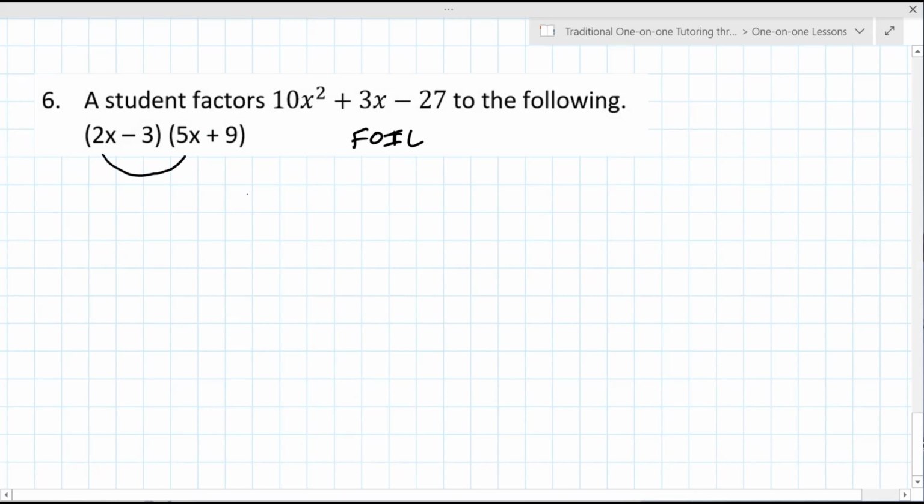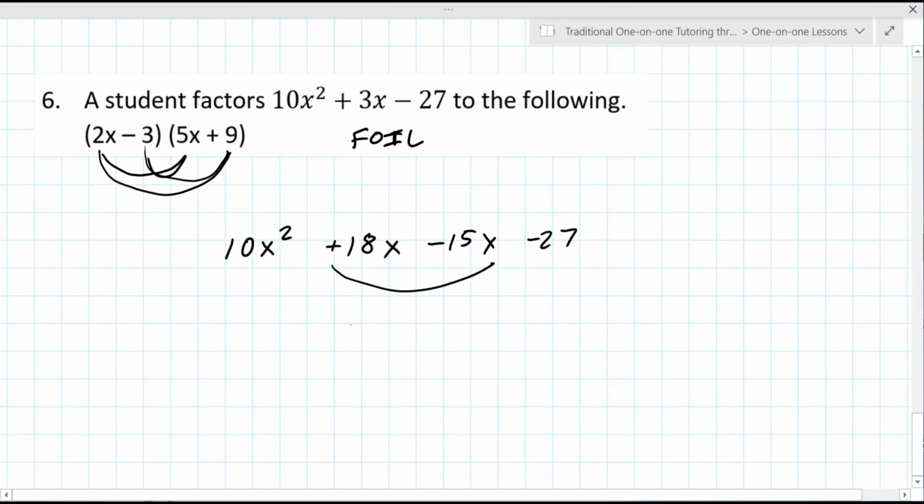Okay, so let's FOIL this. So it's 2x times 5x, that's 10x squared. 2x times 9, that's 18x. Minus 3 times 5x, minus 15x. Minus 3 times minus 9 is minus 27. So when you combine like terms, you get 10x squared plus 3x minus 27. Do you agree with that?